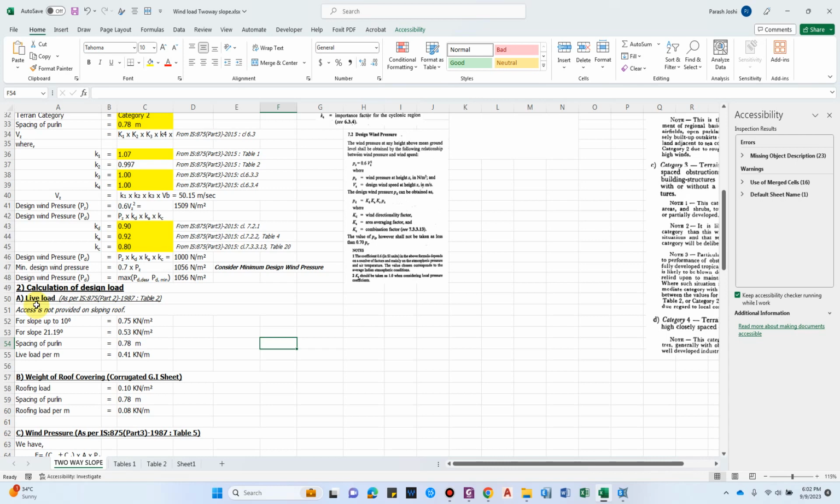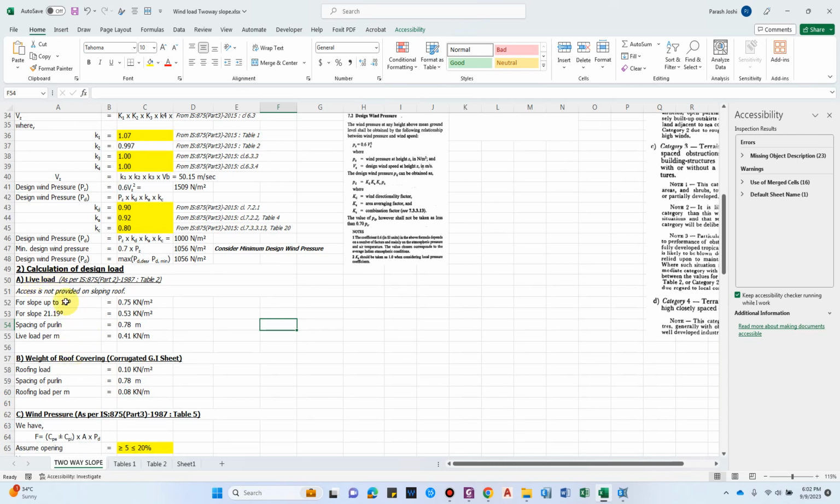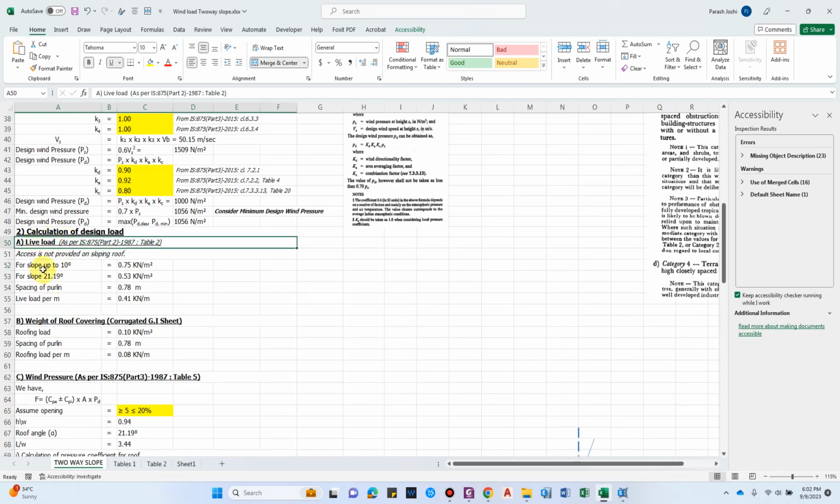Calculation of design load, that will be live load and dead load. For the live load up to a slope of 10 degrees, in case accessibility is not provided, the live load is 0.75 kilonewton per meter square, and as we have a slope of 21.19 degrees, we have to increase or decrease on the basis of the slope. For every increase in the slope, there will be a decrease in the live load, so it comes as 0.53.